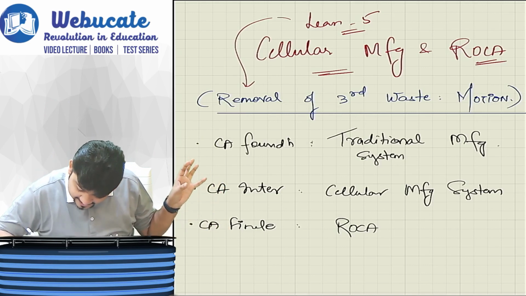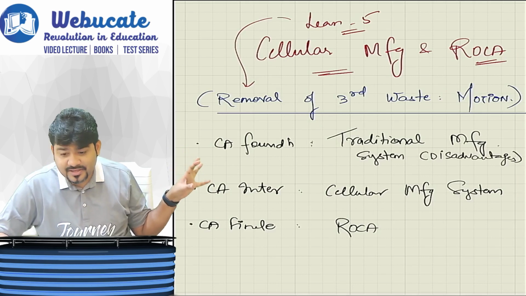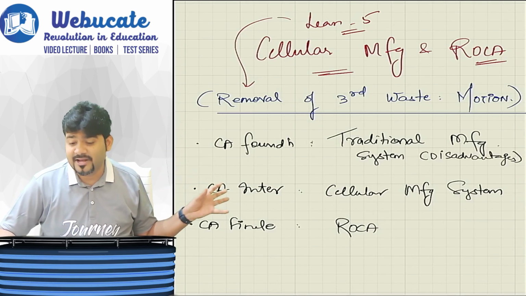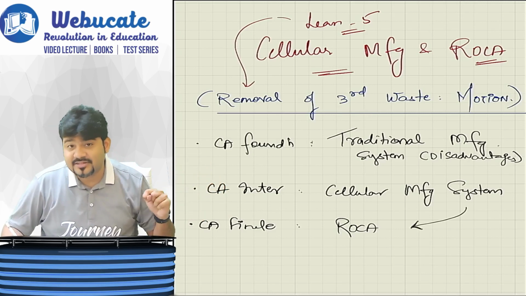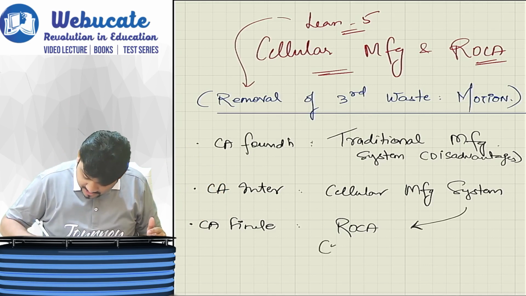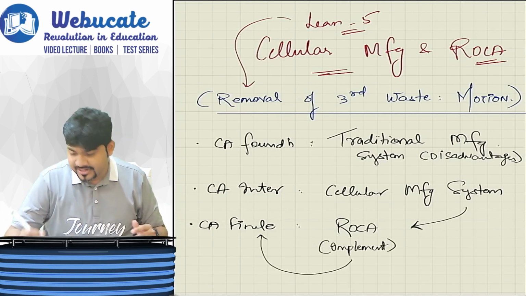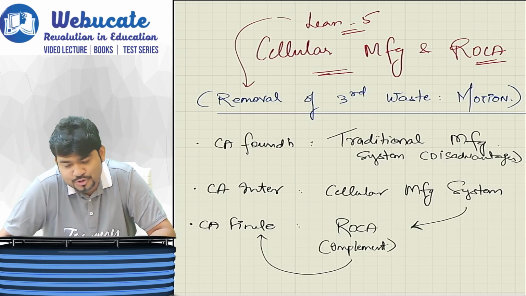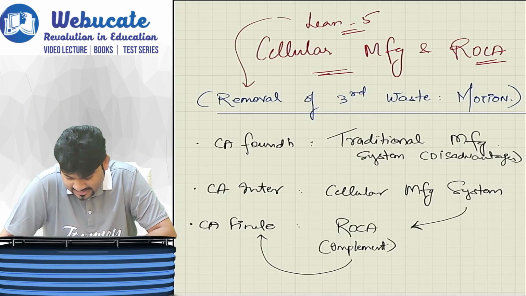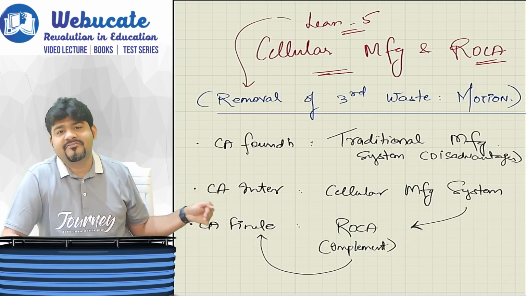So what happened? There were a few disadvantages in the whole concept of the traditional manufacturing system, giving rise to the concept of the cellular manufacturing system. Then we realized that yes, this cellular manufacturing system is good, giving rise to ROCA. So in order to implement this ROCA, we will have to understand it through proper formulas and proper diagrams. I hope all of us are ready to understand all of this. I hope you understand what things we have to study and where everything is coming from.